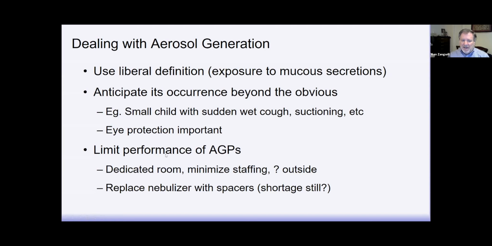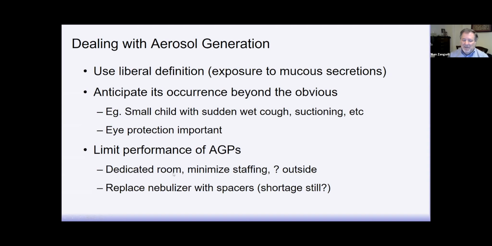Of course, we need to limit performance of our aerosol generating procedures. And there are various ways to do that. It completely depends, of course, on your infrastructure, your facility, and your available space. By the way, if you have available outside space, I told you a third of pediatricians, I think it was, vaccinated outside. Maybe they had a tent, maybe they didn't. Why can't they do, and maybe they did do, aerosol generating procedures, nebulizations, and things out there.